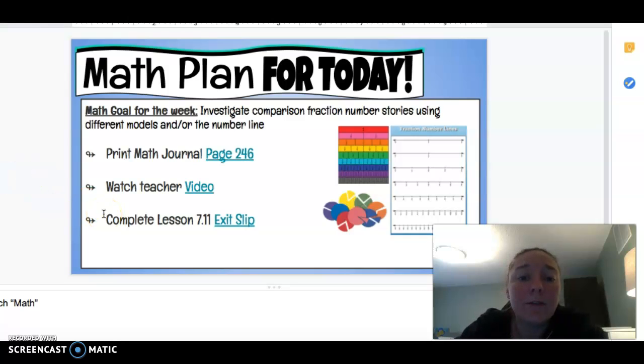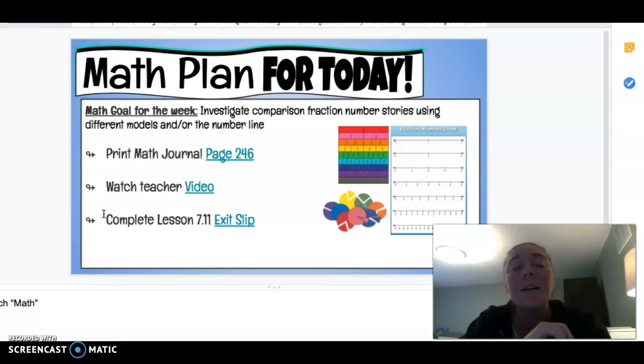Math today, we are doing 7.11 today. Your new math goal is to investigate comparison fraction number stories using different models and or the number line. I will say this, this is one of the harder skills you've done. And eventually this week you'll do a freckle assignment. And this is like borderline third grade, fourth grade level work. So please take your time with this.